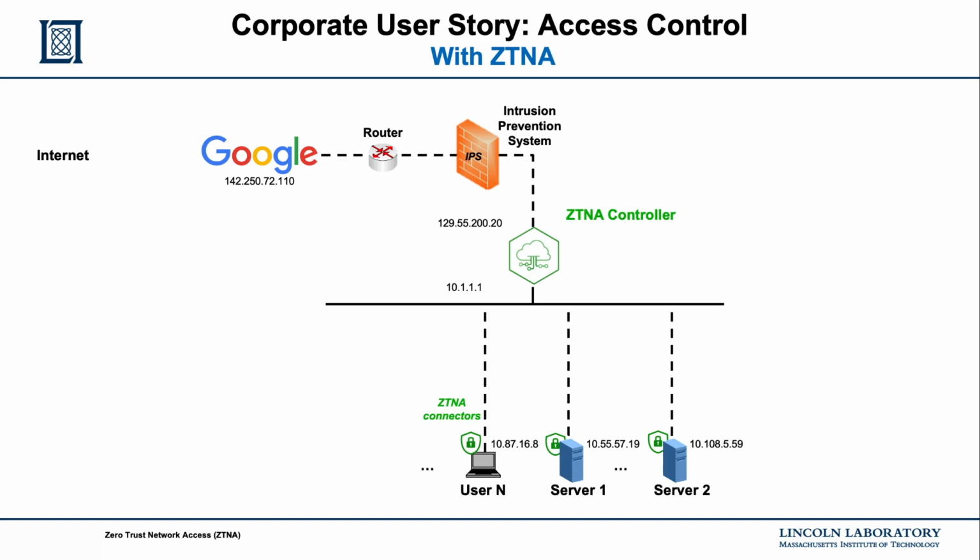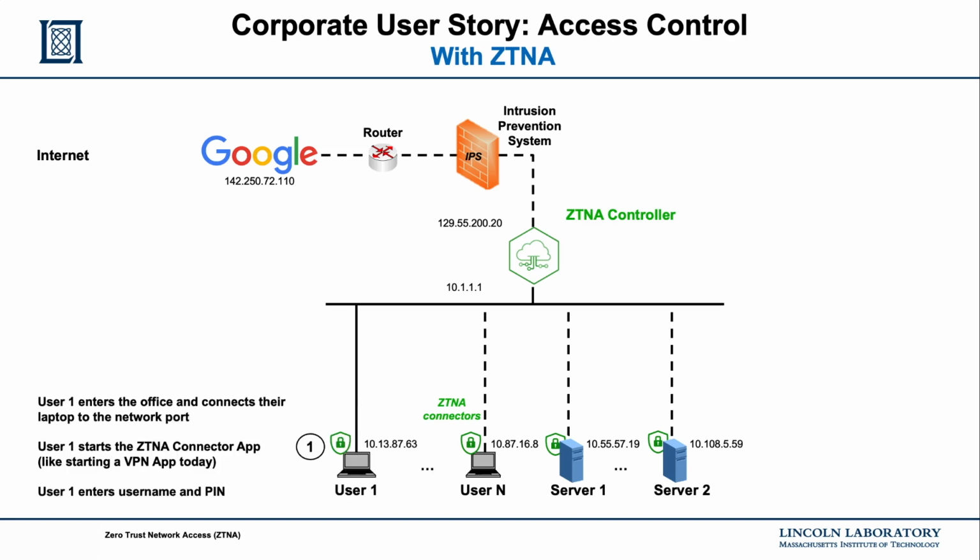And what's required are software agents called ZTNA connectors running on all the endpoints, the computers and servers and so forth, that are able to communicate with the ZTNA controller and establish connectivity when needed. So now when user one comes into the office and connects their laptop to the network port, they fire up a software application, much like we do with VPN applications today, called the ZTNA connector app. And they're asked to do a multi-factor authentication of some sort. Maybe they're entering a username and PIN. Maybe it's some other multi-factor authentication thing that they do.